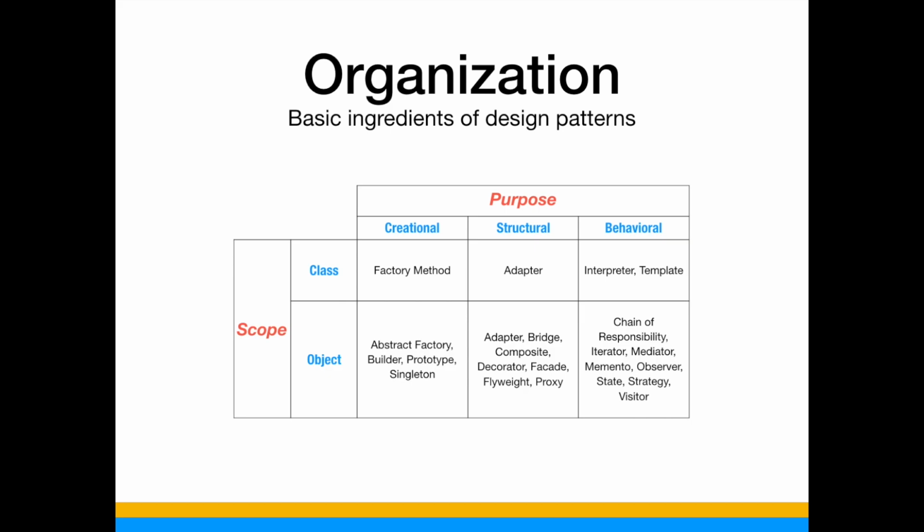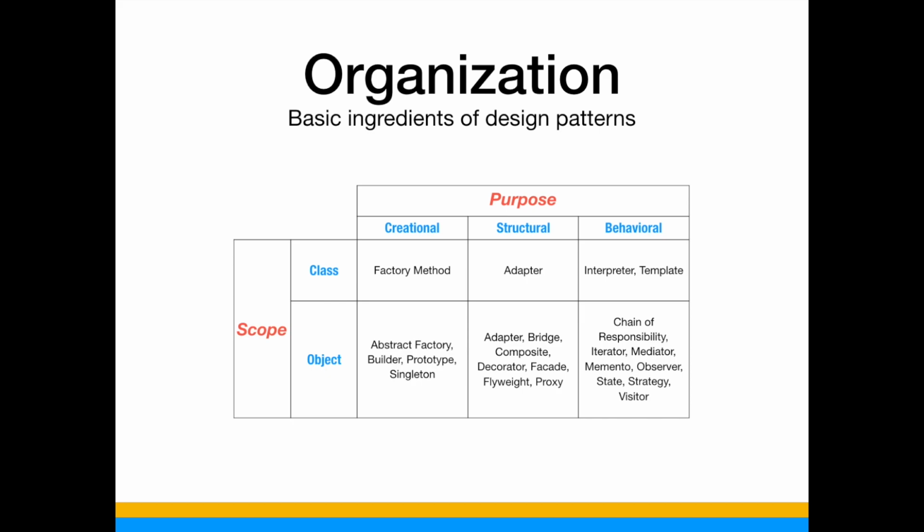Then we're going to classify on the purpose of structural: the adapter for class scope, the adapter also for object scope, bridge, composite, decorator, facade, flyweight, and proxy. A lot of these names will make more sense as we are reviewing them. But right now, more or less, realize that these are the categories that they are organized.